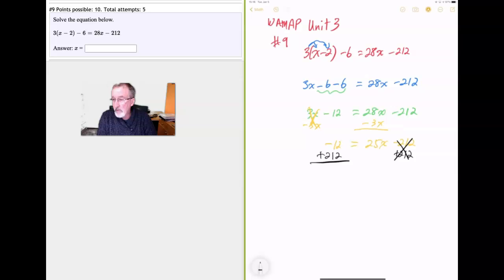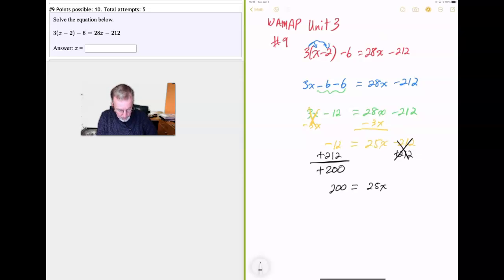The signs are different, so we take the difference. So the difference between 212 and 12 is 200. And we retain the sign of the number with the larger absolute value. So 212 is bigger than 12, and 212 is positive, so we're going to use that positive sign. So 200 is equal to 25x.